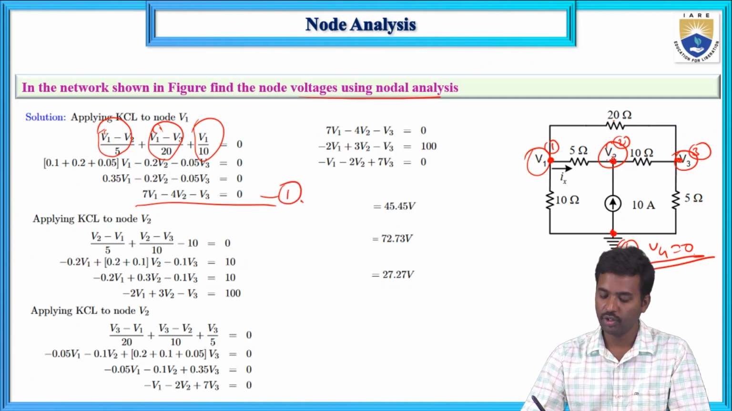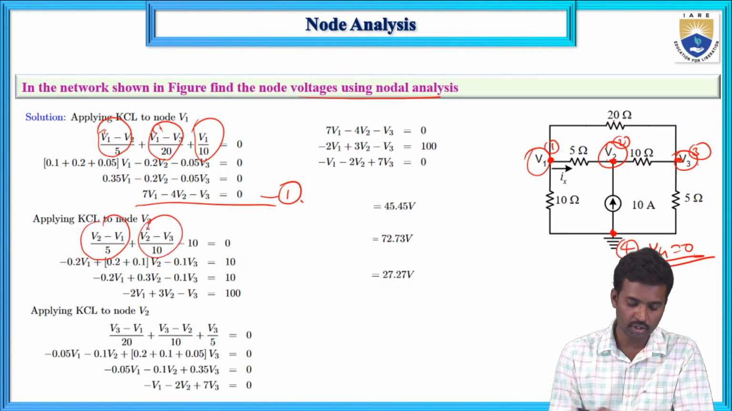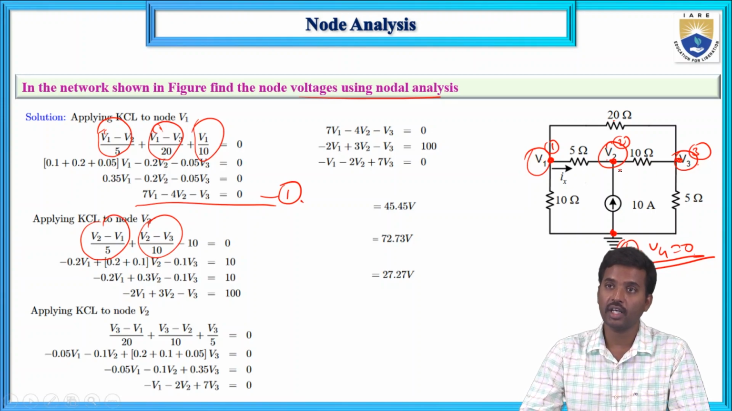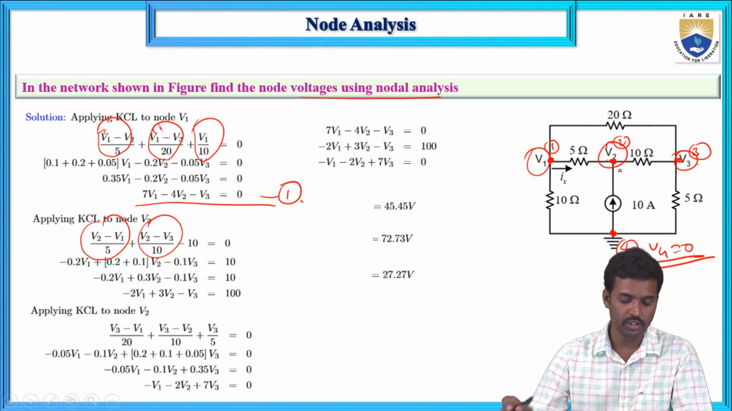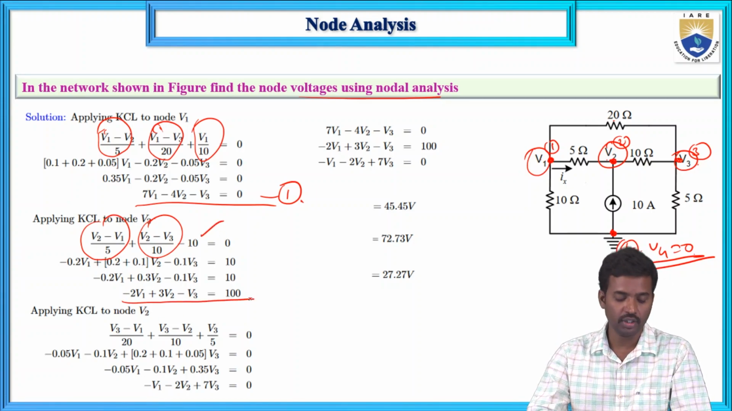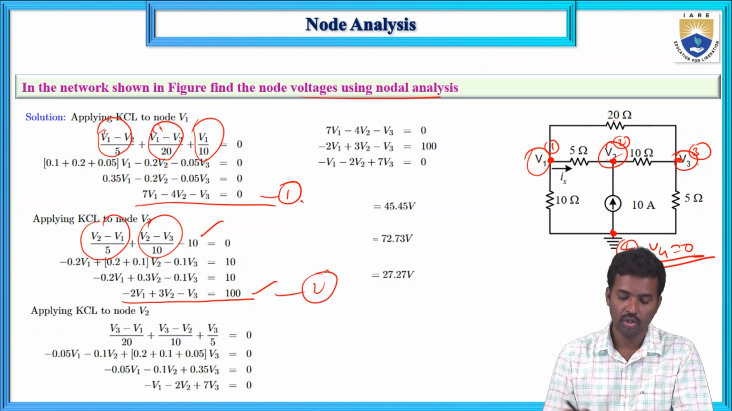Second mesh equation: V2 minus V1 by 5, V2 minus V3 by 10. And here this is entering current, LHS side minus and RHS side plus, so minus 10 here. The simplified equation is minus 2V1 plus 3V2 minus V3 equals 100. This is equation number 2.